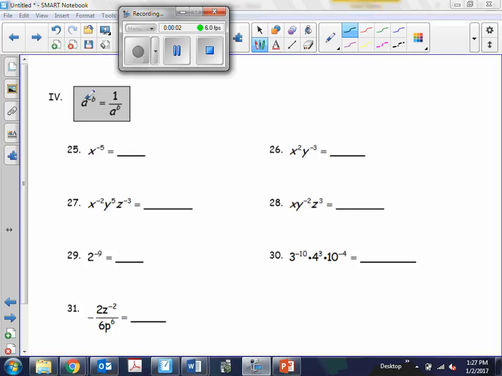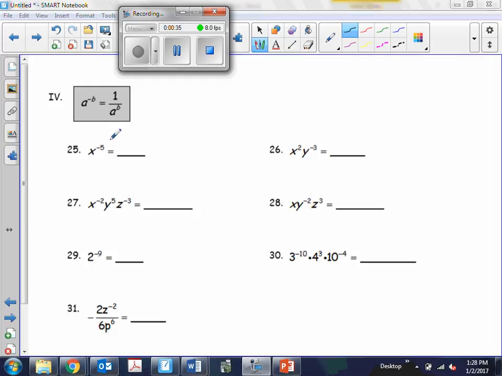When we look at a base being raised to a negative power, a negative exponent right here, what that does is it turns it into the reciprocal, and then that exponent is no longer negative. So for instance, if I take a look at this rule right here, if I have a to the negative b, then that means that it's going to turn into 1 divided by a to the b, because it turns it into the reciprocal, or the flip-flop, and then that exponent turns positive.